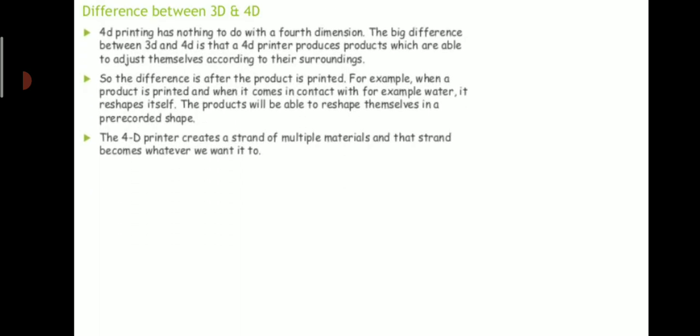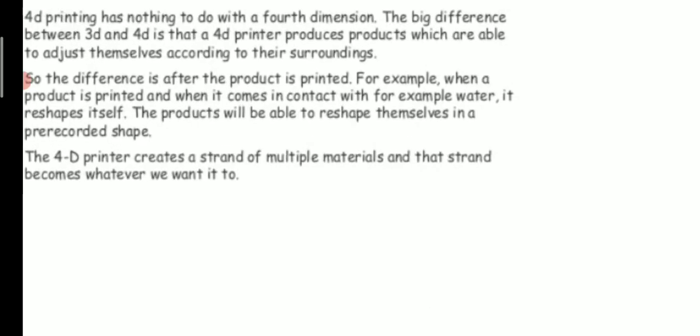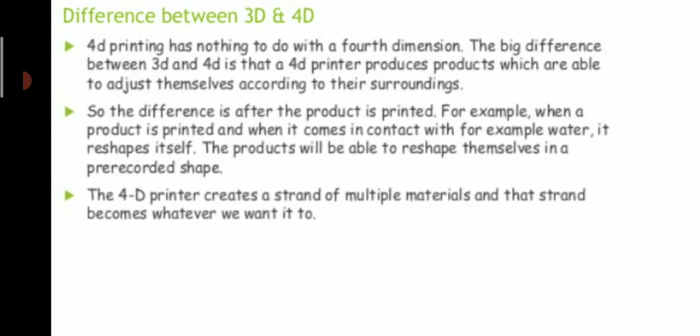Difference between 3D and 4D. Now after that we should learn what is 4D or 4-dimensional printing. 4D printing has nothing to do with the fourth dimension. The big difference between 3D and 4D is that a 4D printer produces products which are able to adjust themselves according to their surroundings. So the difference is that after the product is printed, for example, when it comes in contact with water, it reshapes itself. The products will be able to reshape themselves into a pre-recorded shape.